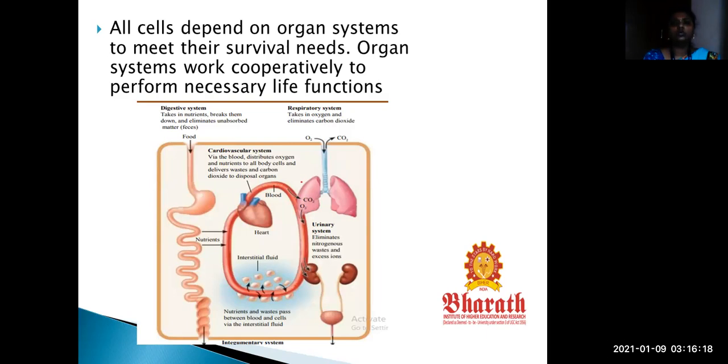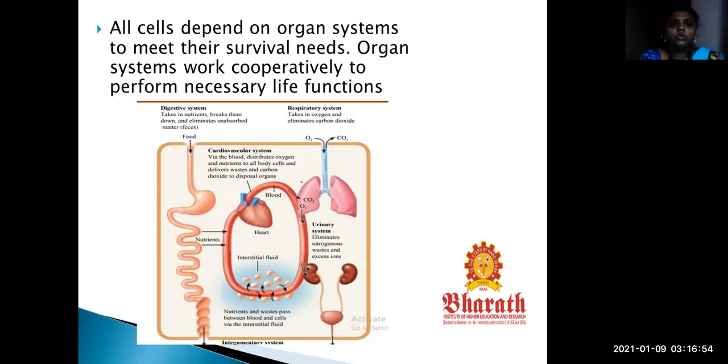The organ systems should work cooperatively to perform the necessary life functions. If one system is working properly and another system is not working properly, it won't be good for us, which means our body is not under our control. Right, so this is the main concept in physiology. Each body system has a unique function and unique structure, and it has to work properly and accordingly. So this is the main thing.